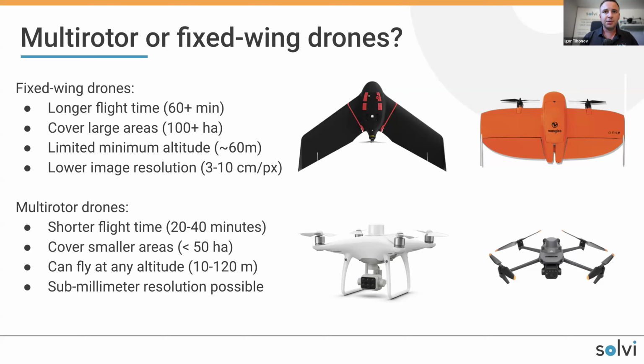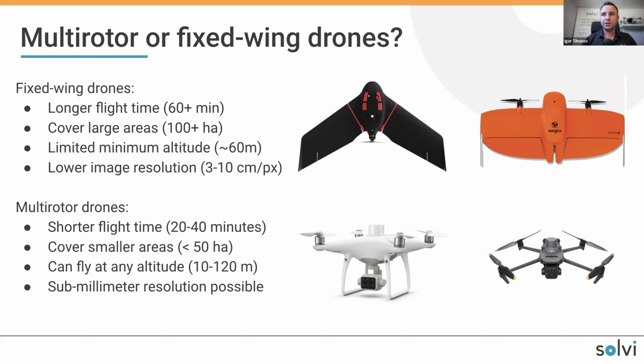Multi-rotor drones, on the opposite, are a much more flexible and easier to use platform. Anyone can, with a little training, be up in the air and fly these drones. The flight time is usually significantly shorter, somewhere around 20 to 40 minutes. As a result, you can cover smaller areas, but in most cases, it's more than sufficient for field trials.